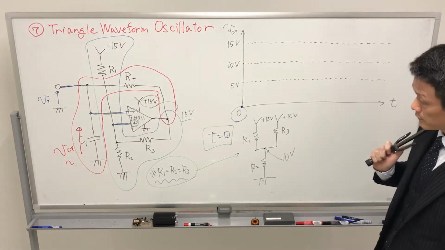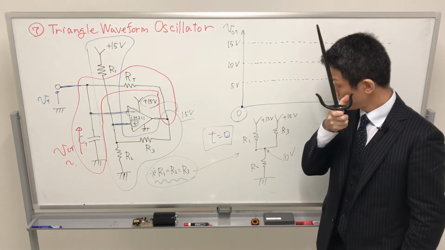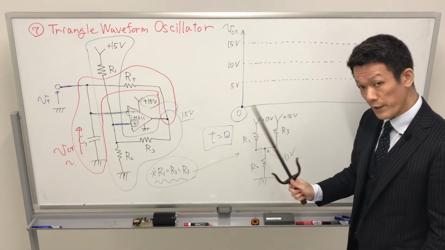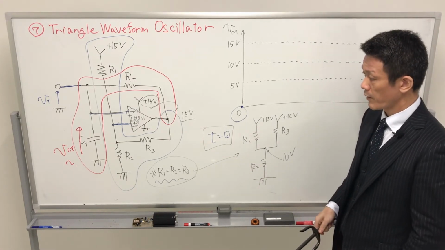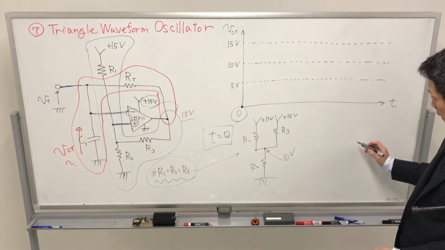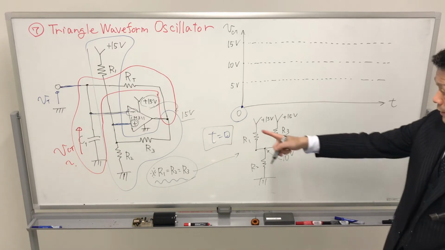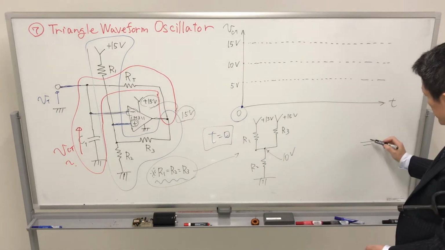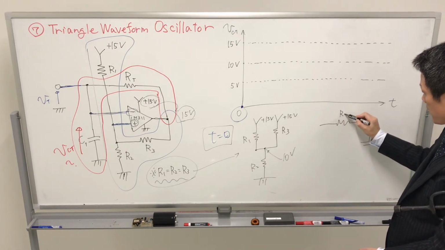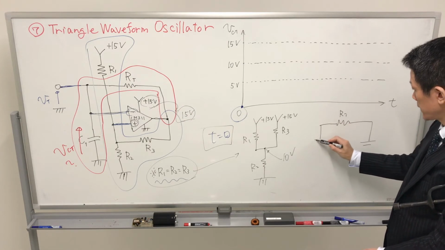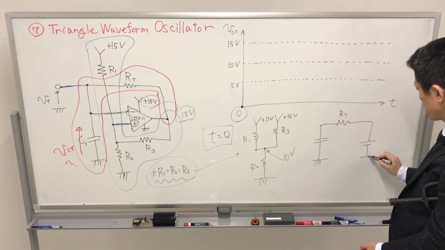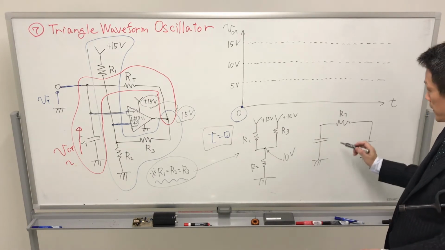On the other hand, what is the equivalent circuit of the red line? Please indicate the red line side. The red line equivalent circuit is positive 15 volt, resistance RT, and capacitance CT.